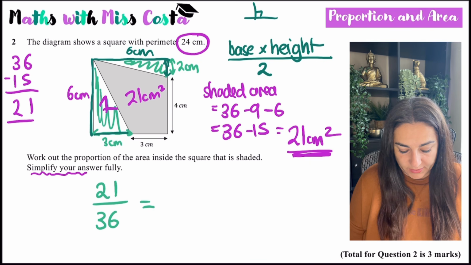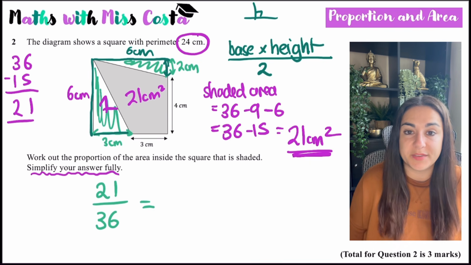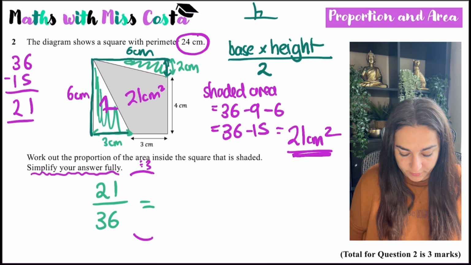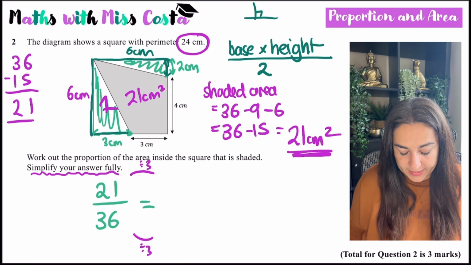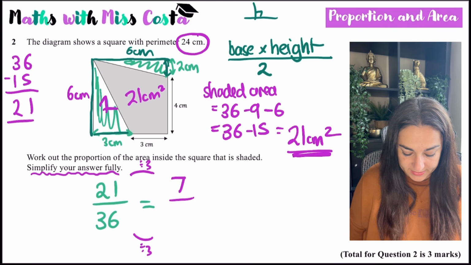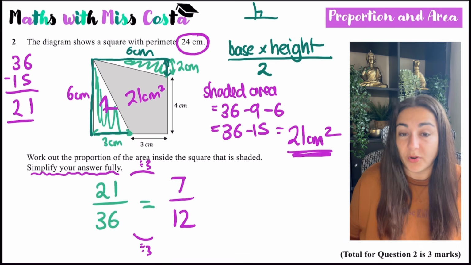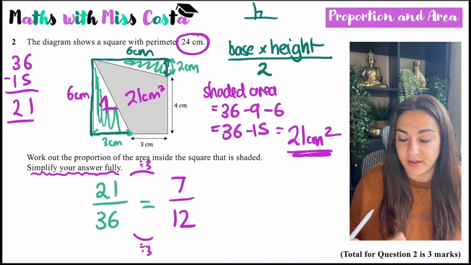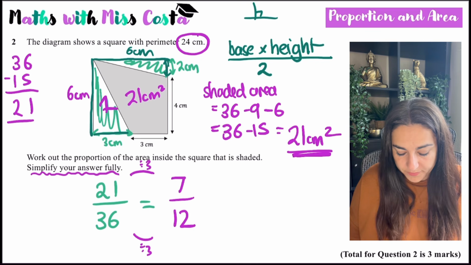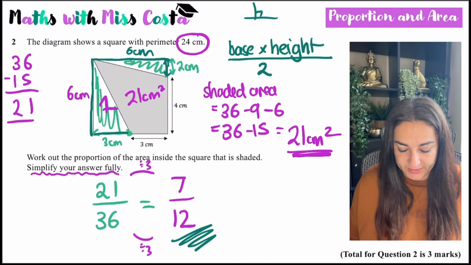It says simplify your answer fully, so I'm going to look for something that divides into both 21 and 36, just simplifying equivalent fractions. And 3 is the easiest number, so 21 divided by 3 is 7, 36 divided by 3 is going to be 12. Try simplifying it again. 2, 3, 5, 7 don't fit into 7 or 12, so therefore this is going to be your simplest answer.